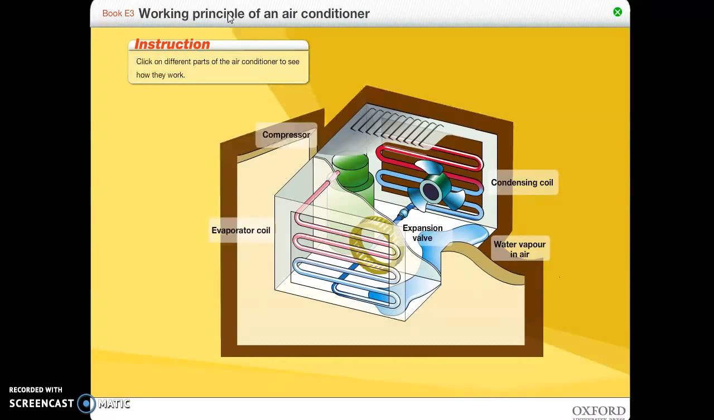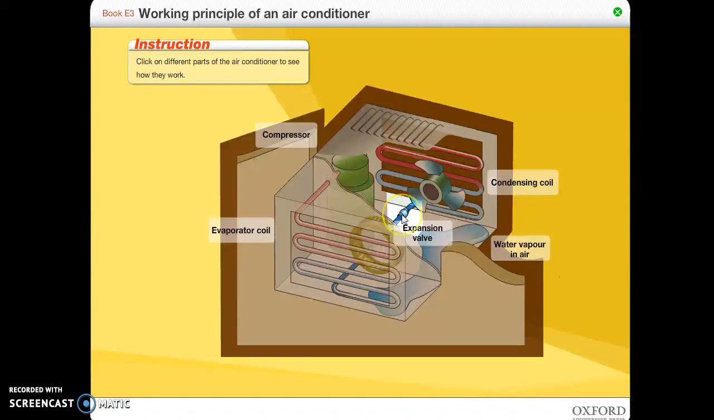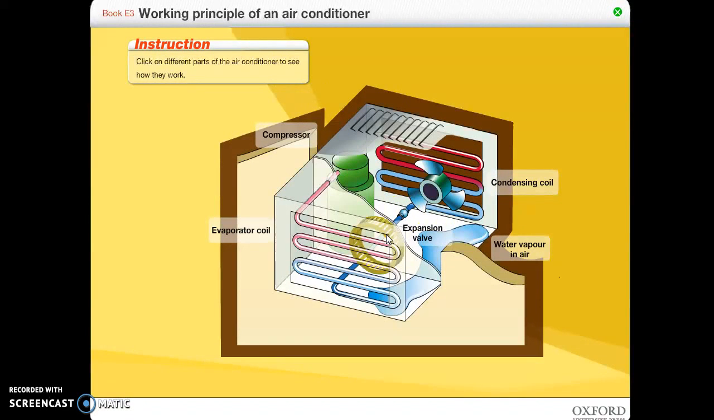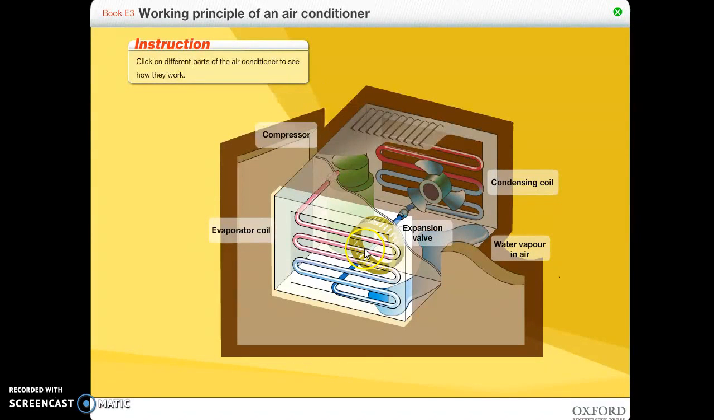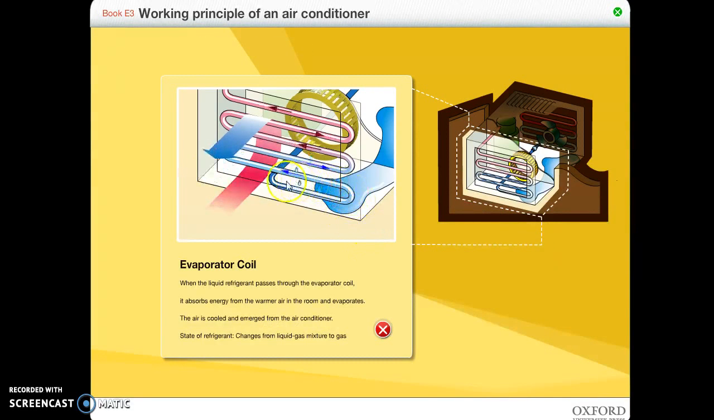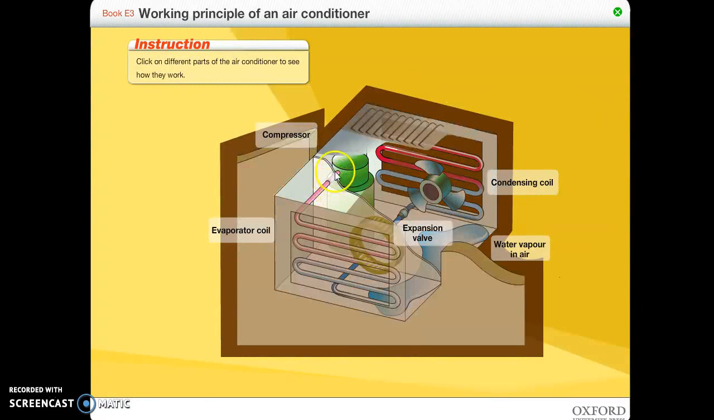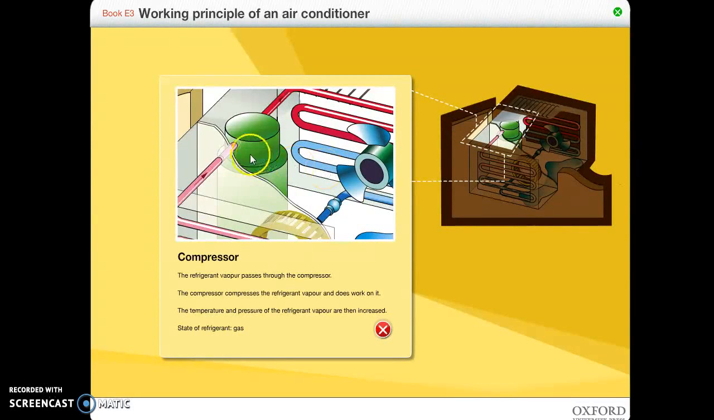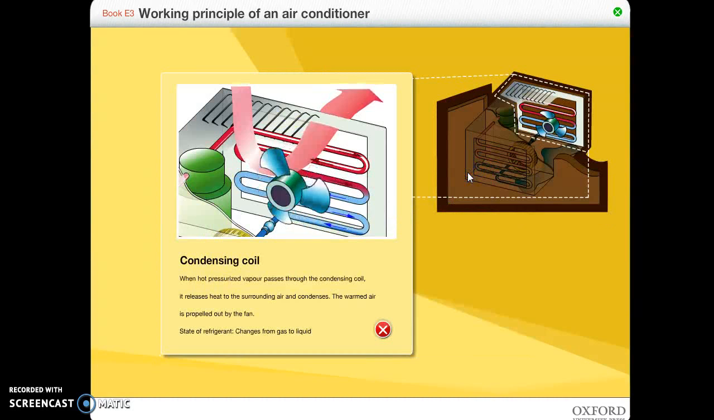Let's take a close look at the process. First, after passing through the expansion valve, a cold liquid-vapor mixture of the refrigerant flows in the evaporator coil. It absorbs latent heat of vaporization from the room to evaporate. Then the warm vapor is compressed, and compression produces a heating effect, and so hot vapor flows in the condensing coil and releases latent heat of vaporization to outside, while the refrigerant condenses to a liquid.